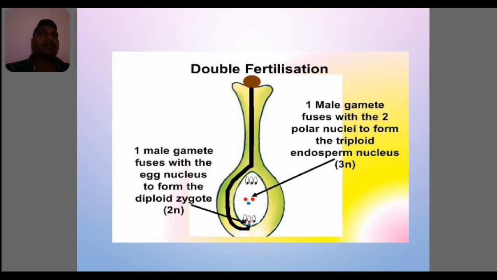Many times in examinations they can ask which tissue is triploid in form, and the options will give you zygote and others. The correct option will be endosperm. Endosperm is always triploid in form. So many times it can be asked in examination which tissue is triploid. So it is endosperm.